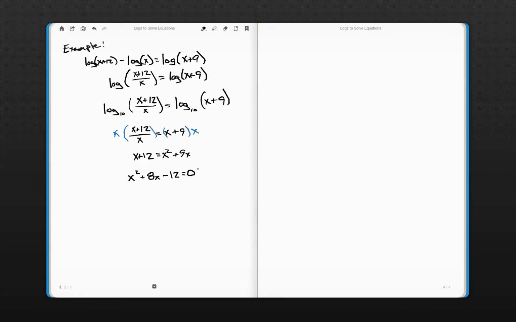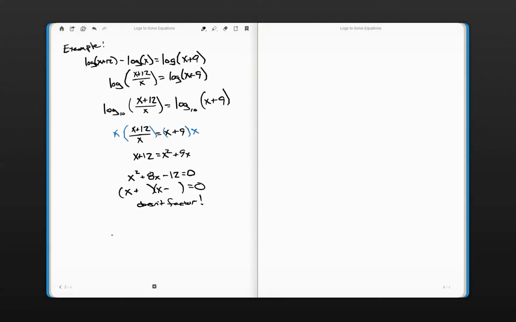Well, let's see if this one factors. I need two things multiplied together to give me this. x times x. Well, I've got to get negative 12, so one of them's got to be positive, one's got to be negative. 1 and 12. No, that doesn't work. 2 and 6. Ooh, might be, no, but one's got to be positive, one's got to be negative. 2 and 6 will not work. 3 and 4. Negative 3, positive 4. No, that doesn't work. 6 and 2. Huh. Shoot. So this one doesn't factor. So what do we have to do?